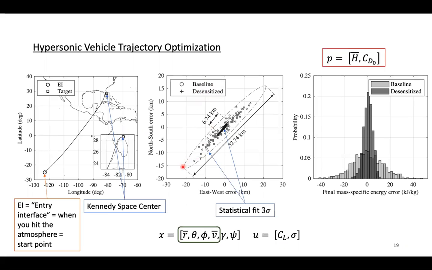You can quickly see that the error ellipse is reducing from 53 kilometers to just 7 kilometers. At the same time, the energy is becoming more concentrated about the nominal value, which means the error is getting reduced. These are some of the applications that I've looked into using what is called desensitized optimal control. And with that, I finish my presentation, and I'm open to questions.